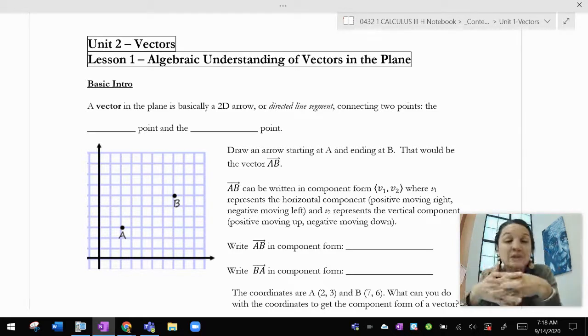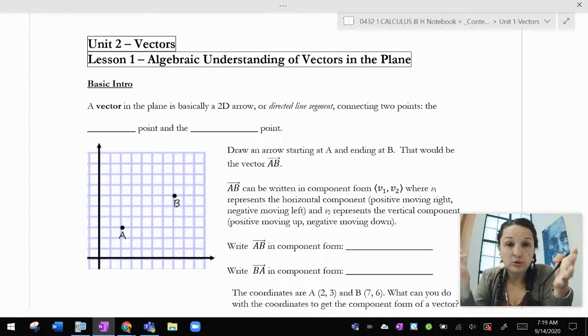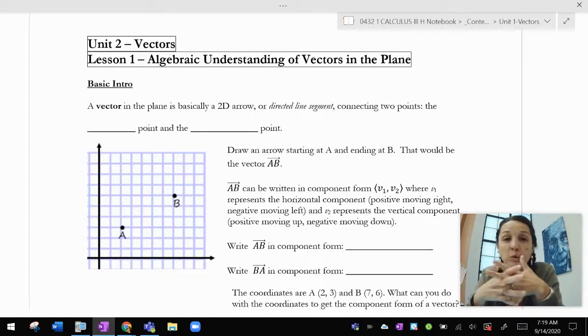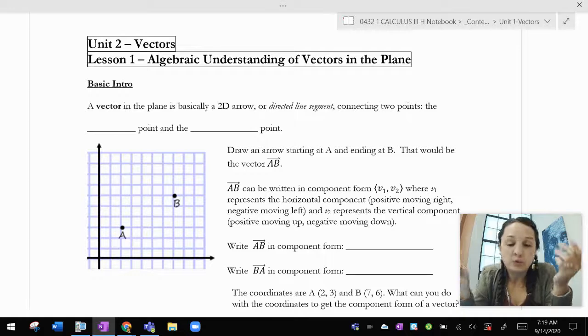A vector is, for all intents and purposes, an arrow. It is a direction with both length and magnitude, direction and magnitude, I should say. And in the plane means we're working with 2D right now, okay? So also with vectors, if you remember Despicable Me, remember there was Vector in Despicable Me, and he says, I commit crimes with both direction and magnitude. That's what we're talking about.